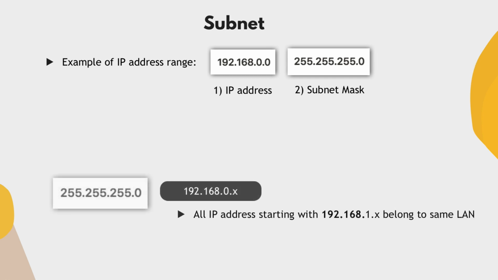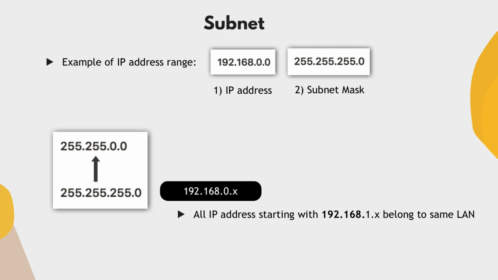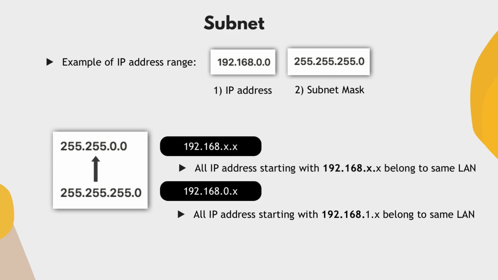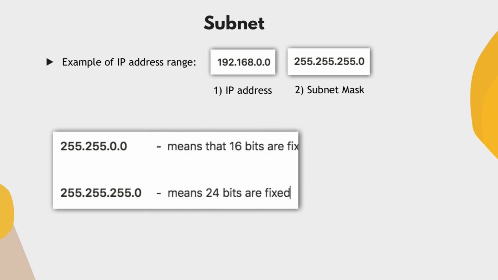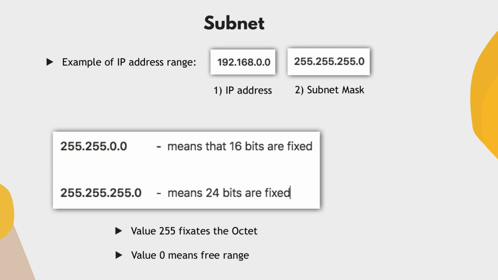If we change the subnet mask value from 255.255.255.0 to 255.255.0.0, then this will define an IP address range that starts with 192.168. So all the IP addresses that start with these two numbers belong to the same LAN. So as you see, the value 255 fixates the IP block or octet, and the value of 0 means a free range.